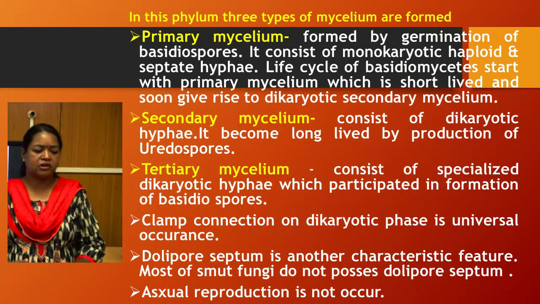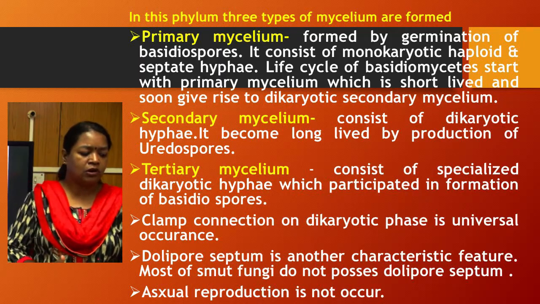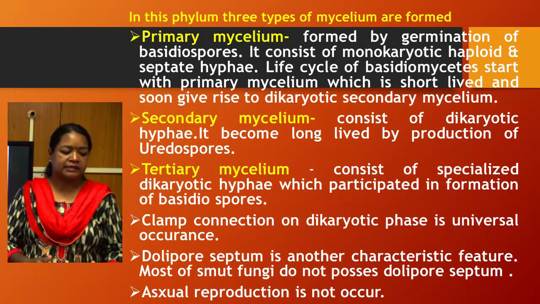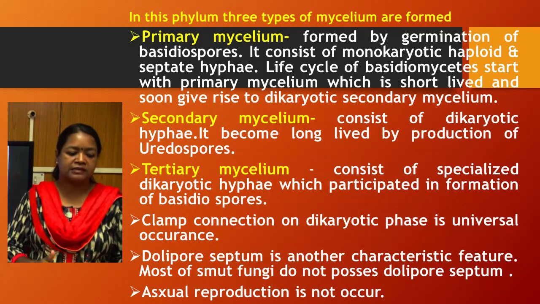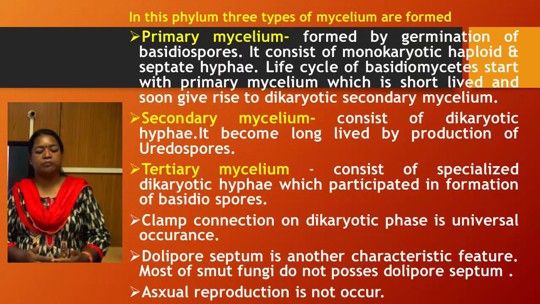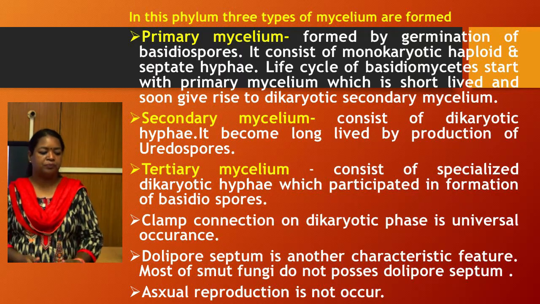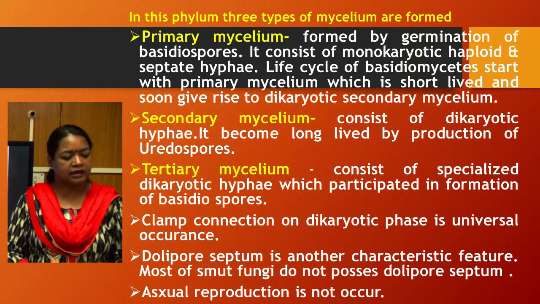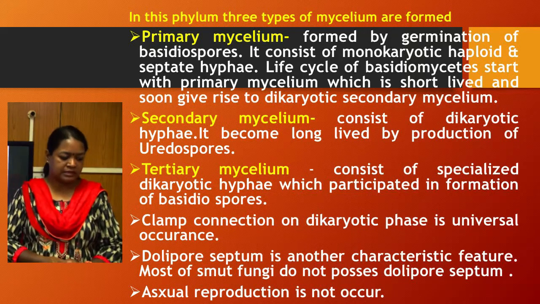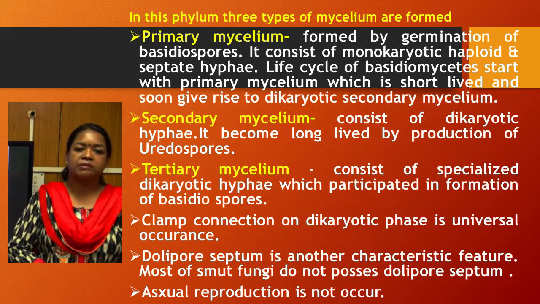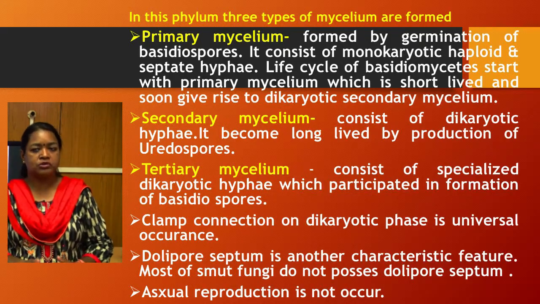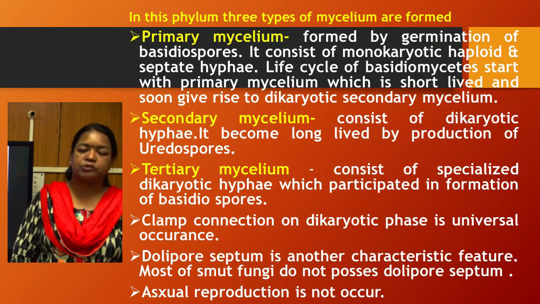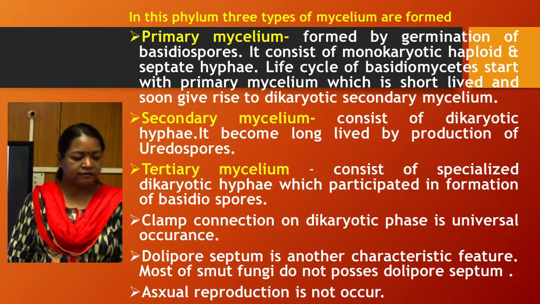Secondary mycelium consists of dikaryotic hyphae. It becomes long-lived by production of uredospore. Tertiary mycelium consists of specialized dikaryotic hyphae which participate in formation of basidiocarp. Clamp connection in the dikaryotic phase is a universal occurrence in this phylum. Dolipore septum is another important feature. Most of the smut fungi do not possess dolipore septum. Asexual reproduction does not occur in this phylum.